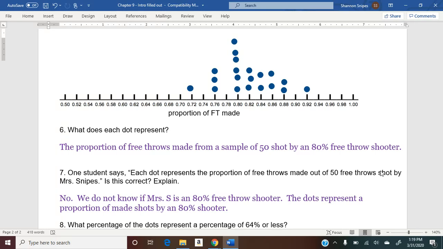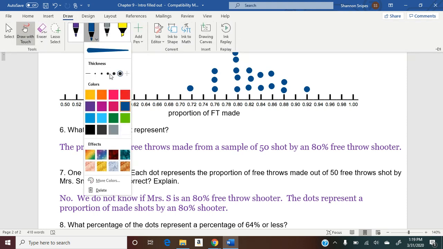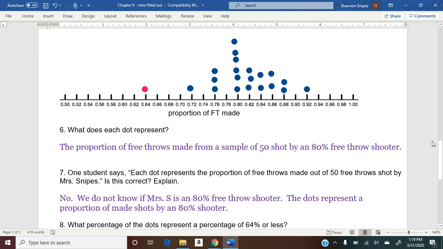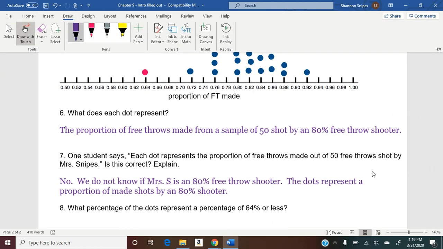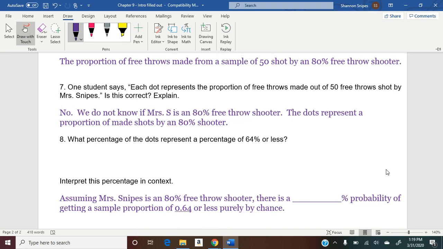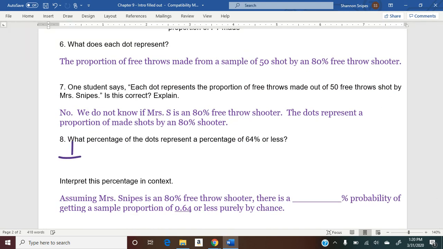So I'm going to pause for a minute, and I want you to find the percentage of dots representing 64% or less. So I'm going to come up here, and I'm going to put a dot on 64. So if you want to pause the video so you can count those dots and find the percentage of dots that are 64% or less. Okay, so hopefully you noticed that there was one dot that was 64% or less out of 21 total dots.